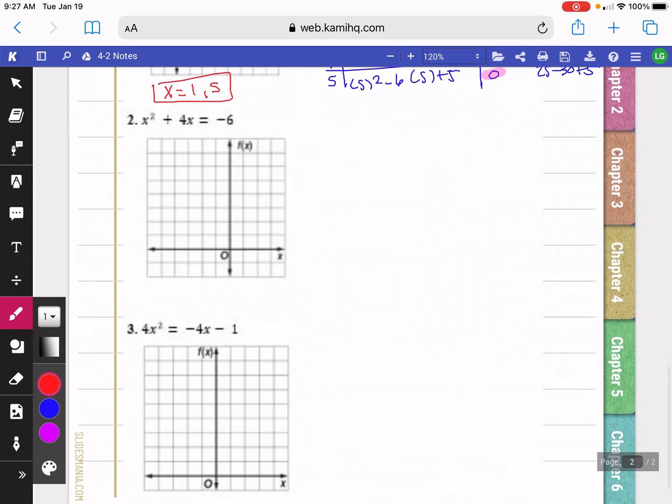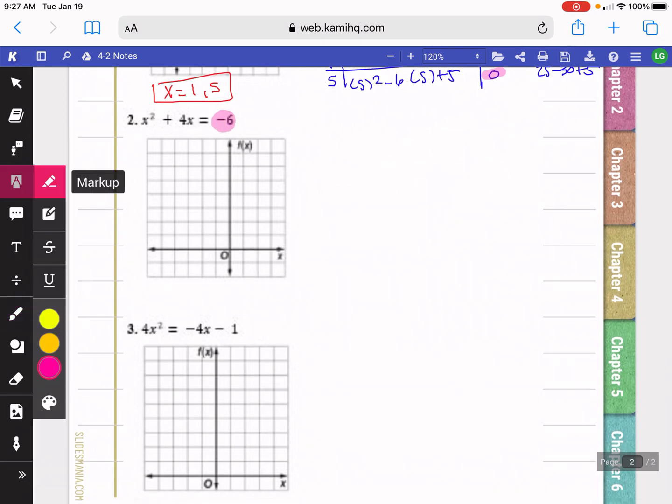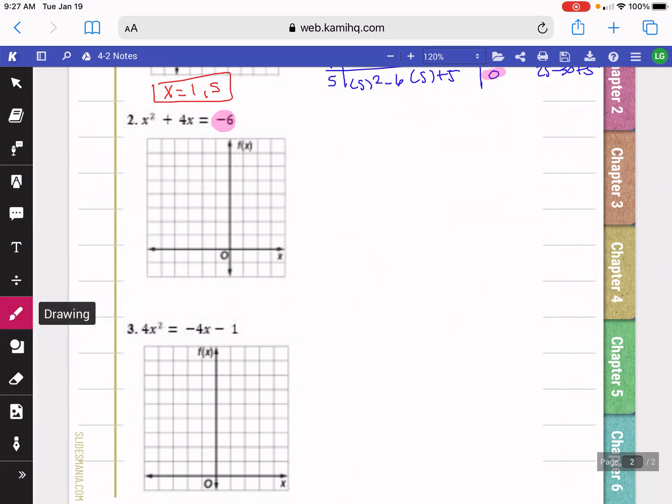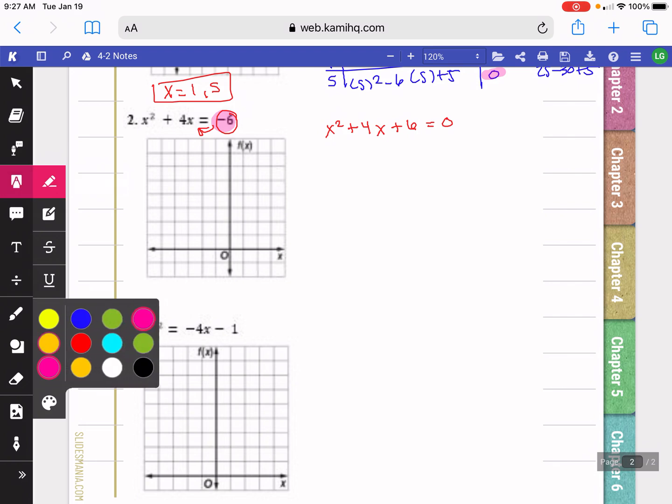Our next problem, if you look carefully, does not equal 0. So our first step is to make it equal 0. So I'm going to do that by moving negative 6 to the other side. Remember, when you move something to the other side, it changes sign, so it becomes positive 6. Once you do that, there's nothing left on the right side, so now it's equal to 0.